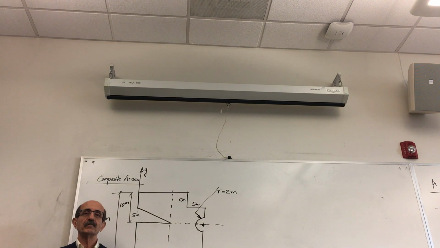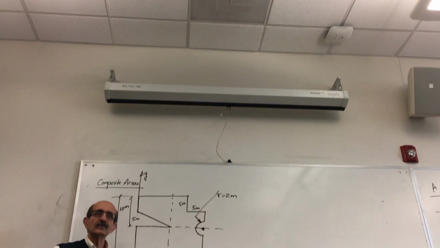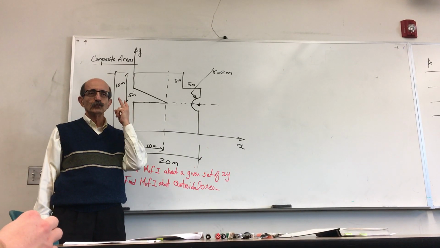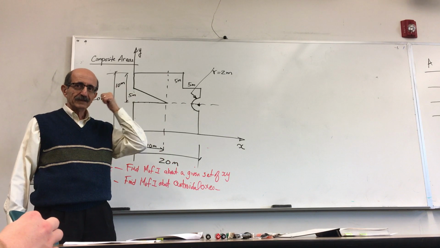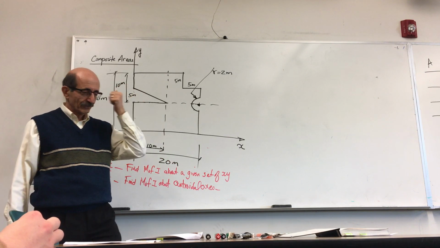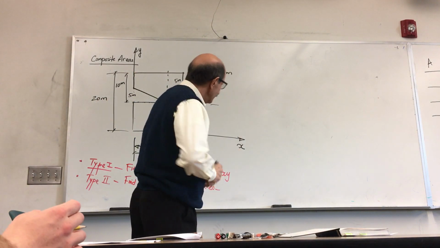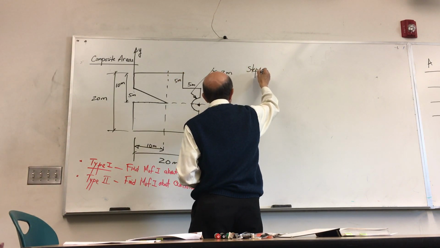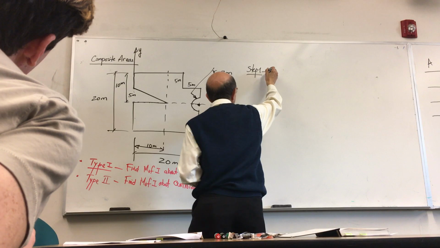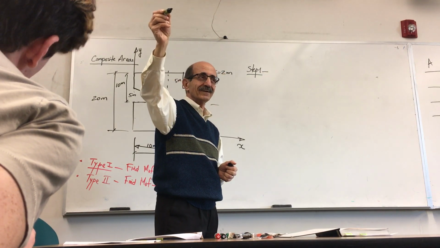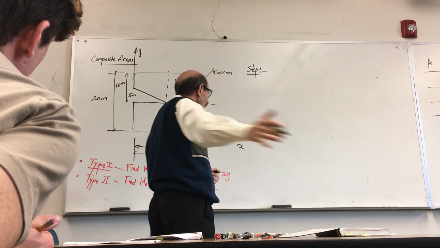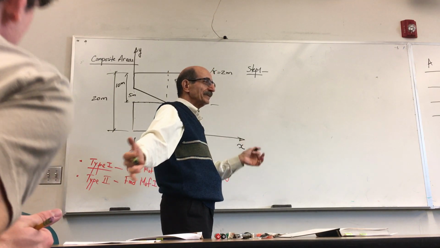What does that mean? First you need to find the centroid of this, draw those axes, then find the moment of inertia about those axes. The tools you have are that table and the parallel axis theorem, okay? And step 1 is always, you must know it by now, what?